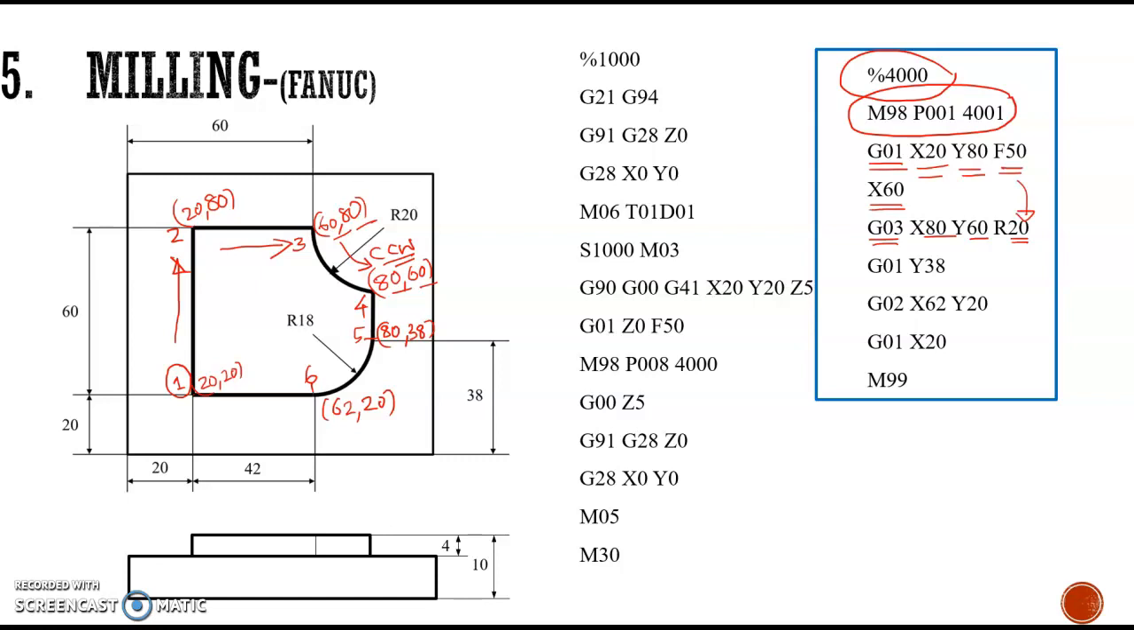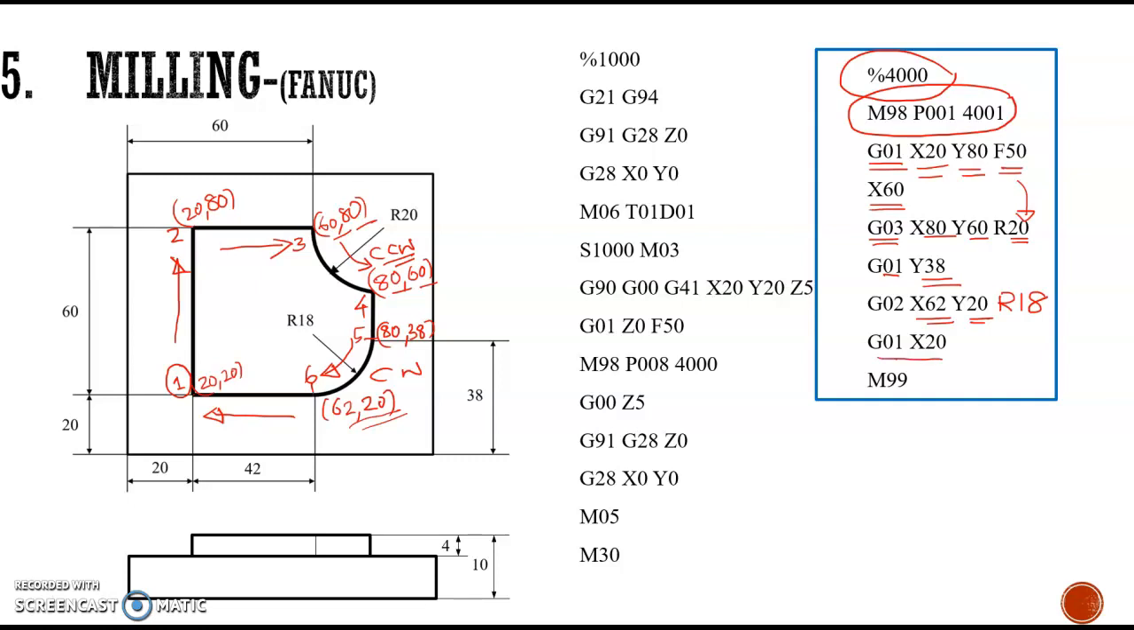Then again we have to perform a linear interpolation, and the tool has to reach a point where y is equal to 38. There is no change in the x direction. And then we have to perform another curved movement, that is the circular interpolation in clockwise direction. The endpoints are given in point number 6, and it is actually 62 and 20. So x and y we are giving 62 and 20, and again here also we have to mention the radius, which is 80.